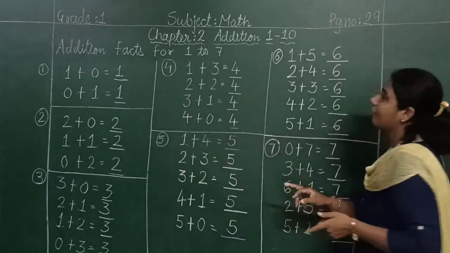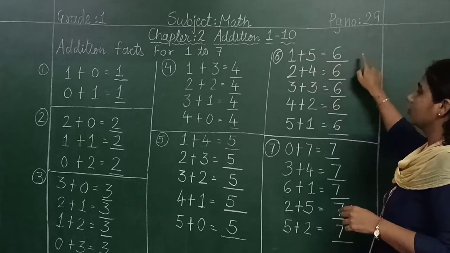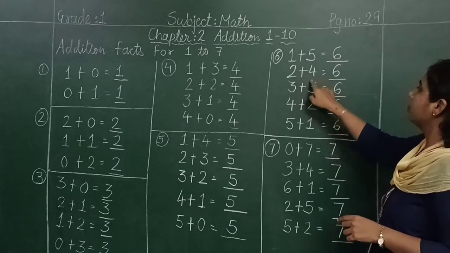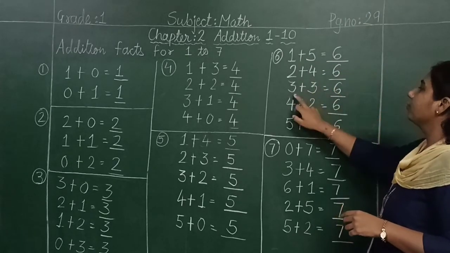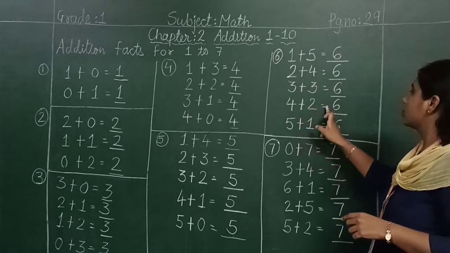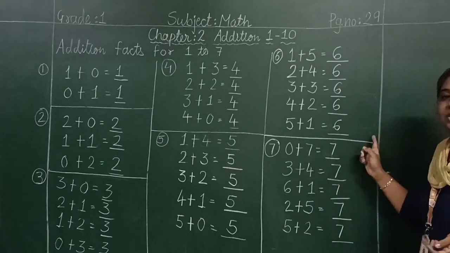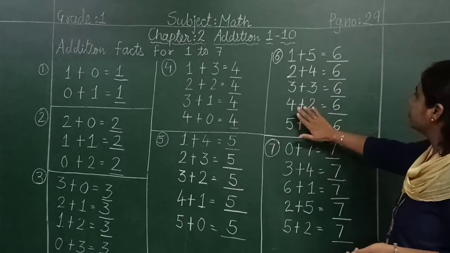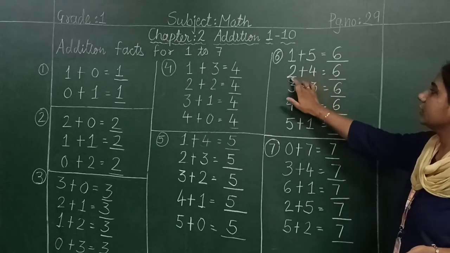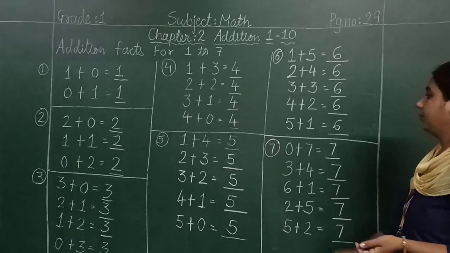Now, after 5 number comes 6. 1 plus 5 equals to 6. 2 plus 4, 6 only. 3 plus 3, 6. 4 plus 2, 6. 5 plus 1, 6 only. Now, here also, digits are changing, but answer is remaining same only.